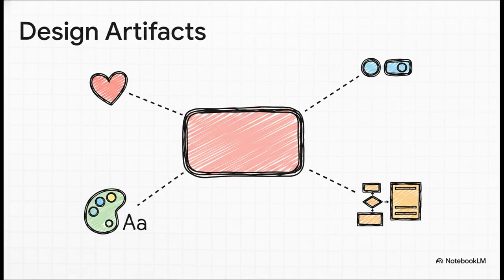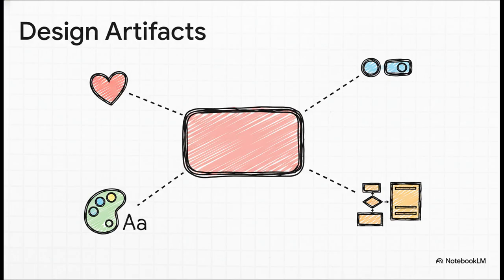First up, the design artifacts. This is the foundation. It all starts with high-level design principles. These are your core values, like be accessible or simple is better. Those principles guide the style guide, which gets specific about colors, fonts, and spacing.